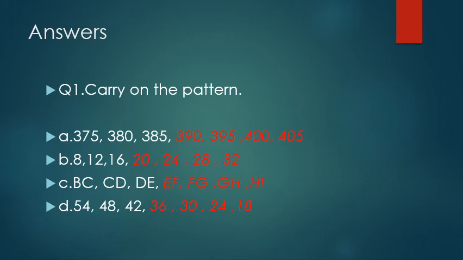So children, we see that on subtracting 6 in each step, we get the next number. Means on each step, the number is reducing by 6. So children, the next four numbers are 36, 30, 24 and 18.